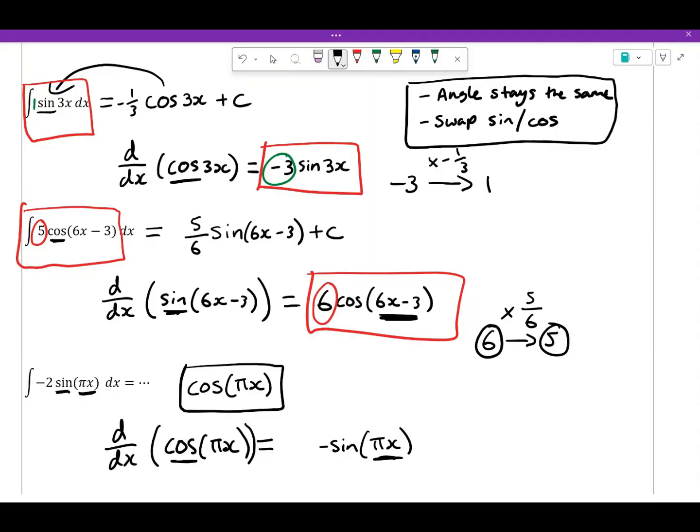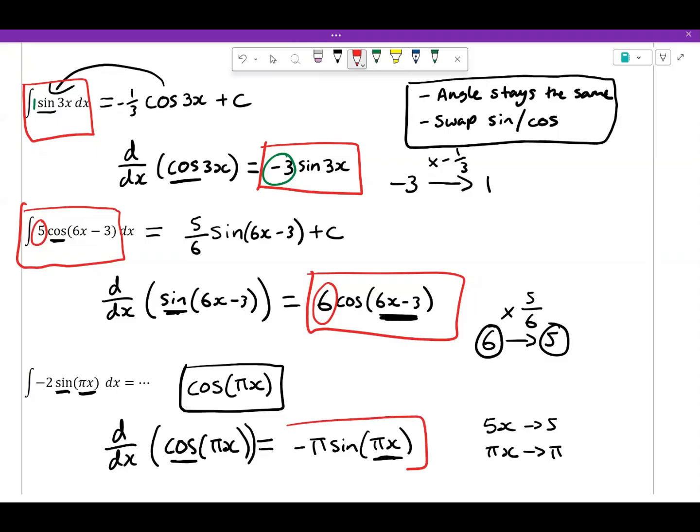Remember, pi is a numerical value. So remember, if we differentiate, say, 5x, that just becomes 5. So if we differentiate pi x, well, that's just going to become pi, as that's our coefficient. So therefore, I need to multiply by pi, so I would get negative pi in front like that.